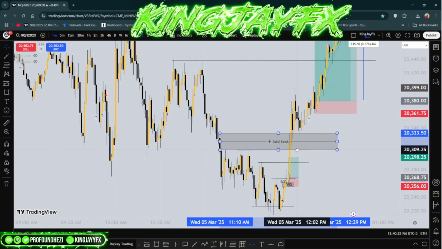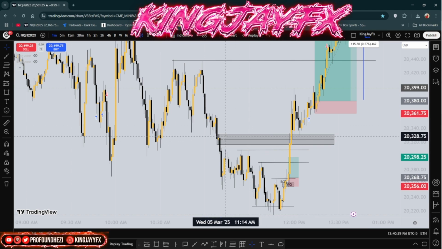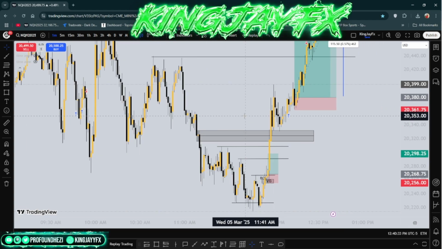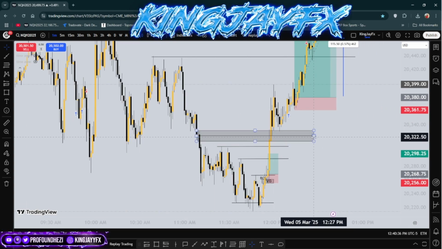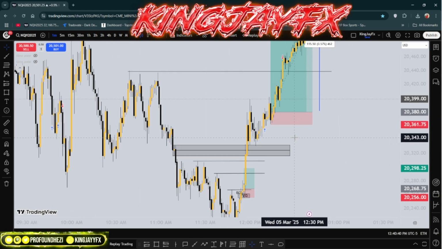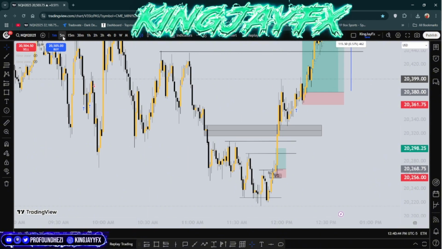So we definitely could have rejected off of this and got sent back down, but we did get sent down. But we only got sent down to about right here, which if you mark out this inverse order block, we came down to this inverse order block and kind of just rejected off of it and continued to the upside. So that gave me a lot of confidence that we were still strong on the buy side, especially on the higher time frames.